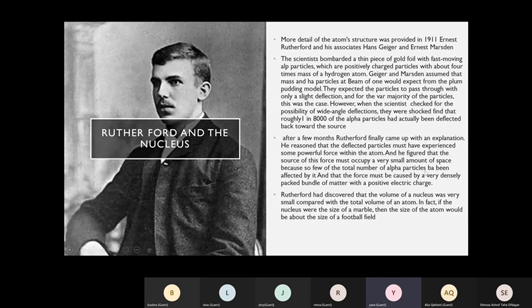Because so few of the alpha particles had been affected, the force must be caused by a very densely packed bundle of matter with a positive electric charge, because the thing that deflected back was also positively charged. Rutherford discovered that the volume of the nucleus was very small compared to the whole volume of an atom. To simplify it, the nucleus is the size of a marble in a football field: the football field is the atom and the nucleus is the marble.